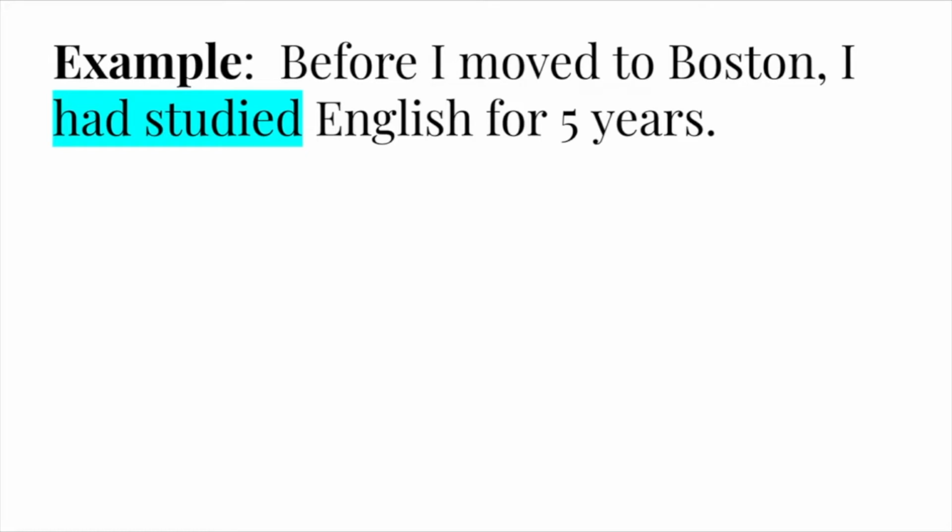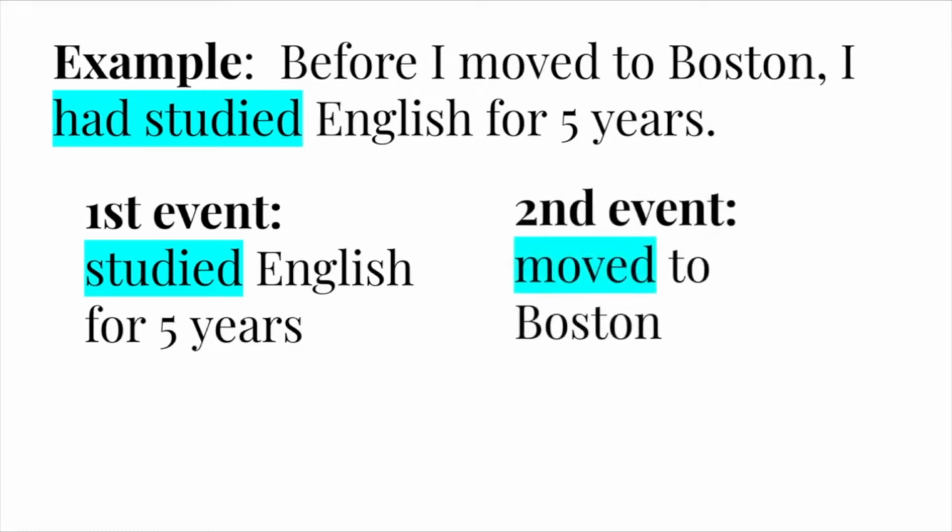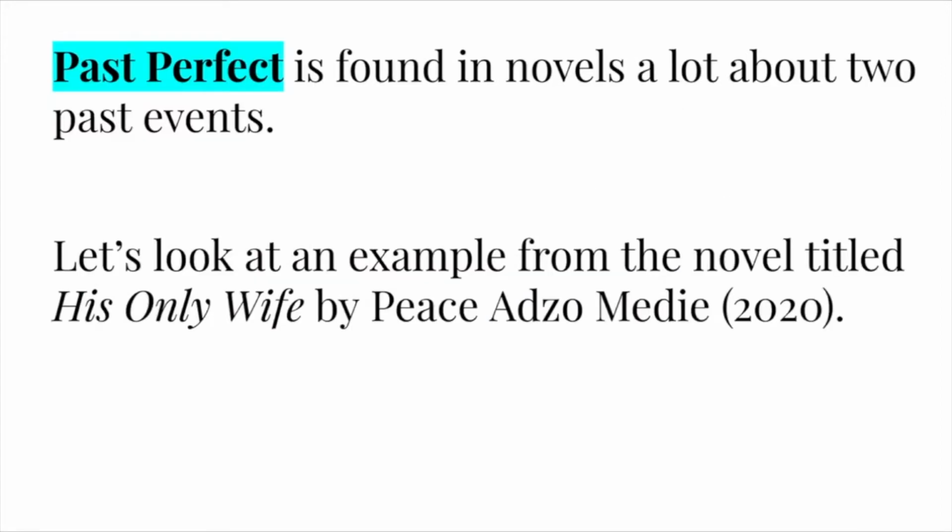Let's look at this example a little bit closer. Here's the first event. Studied English for 5 years, then moved to Boston. So you can see that the studying happened before the move. Past perfect is found in novels a lot about two past events. Let's look at an example from the novel titled His Only Wife by Peace Adzomedi that was published in 2020.